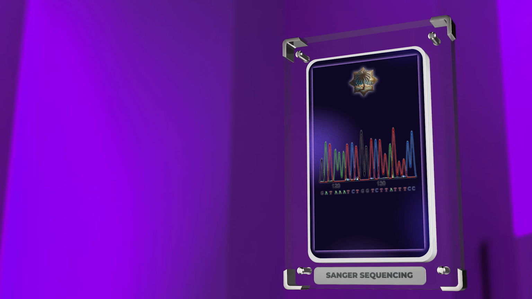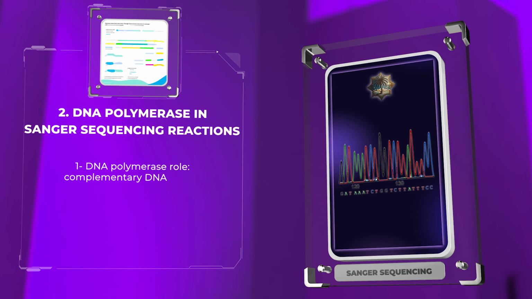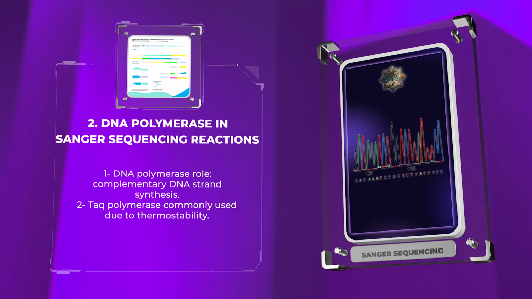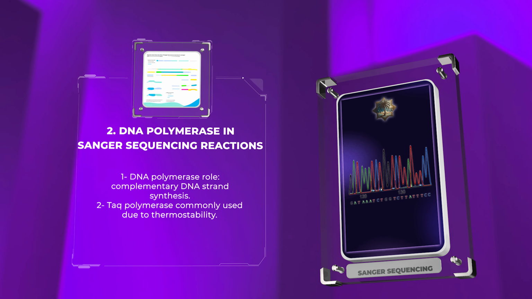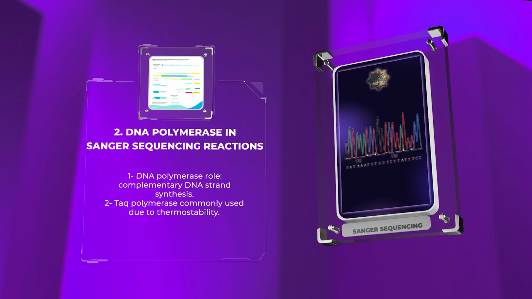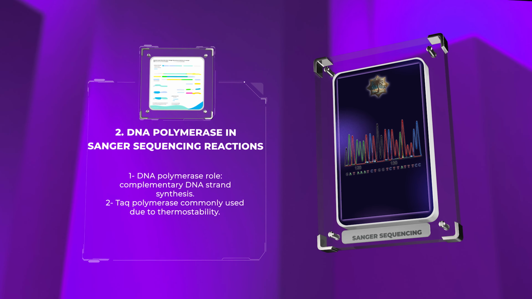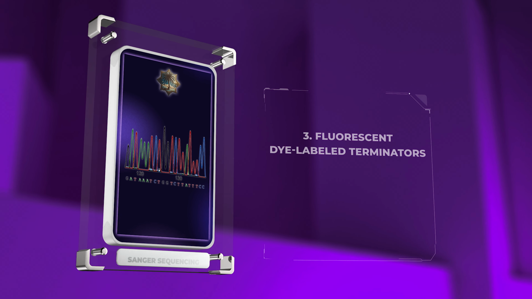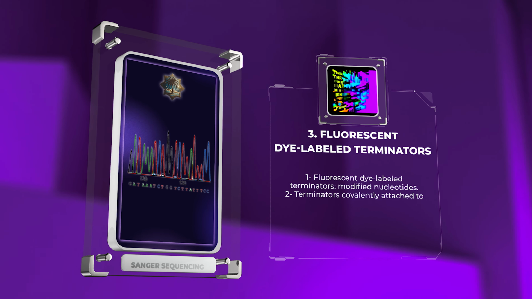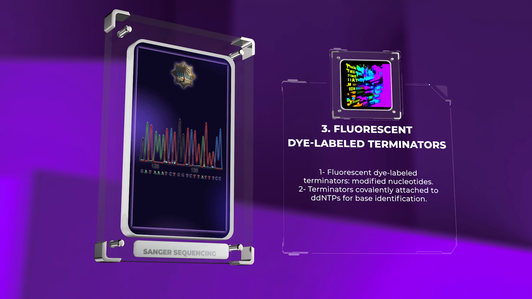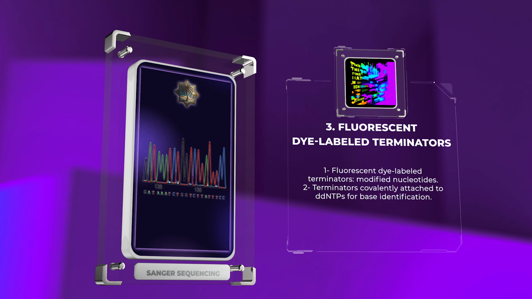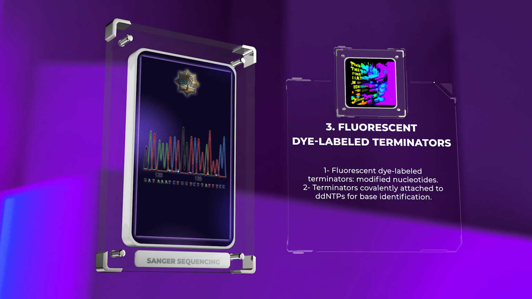DNA polymerase plays a crucial role in Sanger sequencing as it synthesizes the complementary DNA strand. A thermostable DNA polymerase, such as Taq polymerase, is commonly used due to its resistance to the high temperatures required for denaturation. Fluorescent dye-labeled terminators are modified versions of nucleotides that terminate DNA synthesis. These terminators are covalently attached to ddNTPs, allowing for accurate identification of the incorporated base during sequencing.